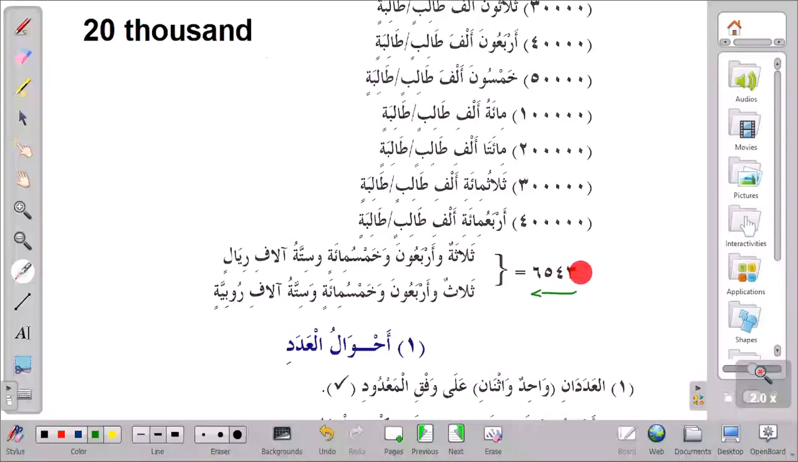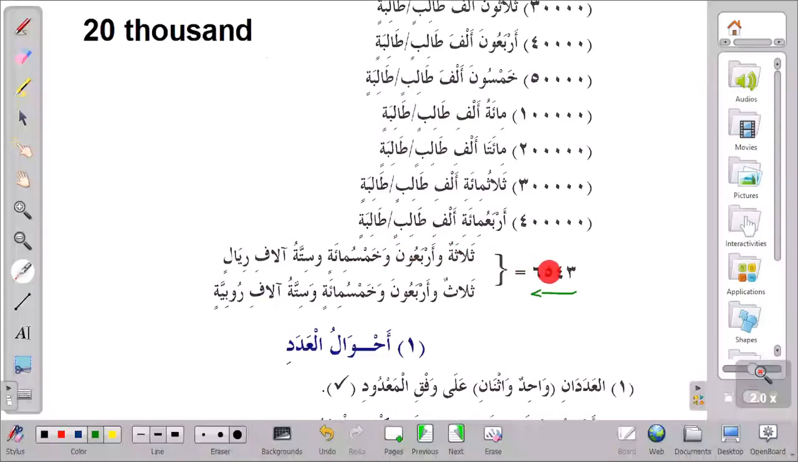This one is 43. Oh, that is clear. So wa arba'una. Arba'una, we have added a wa. We said for them they don't have masculine or feminine. Arba'una, khamsuna, tis'una. For them they don't have masculine. So arba'una. So salasatun wa arba'una.